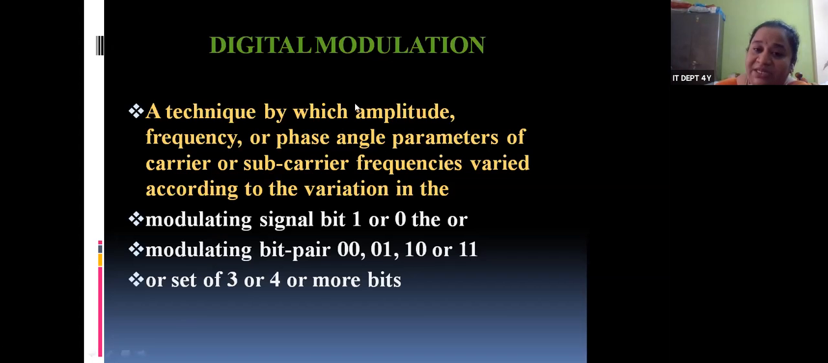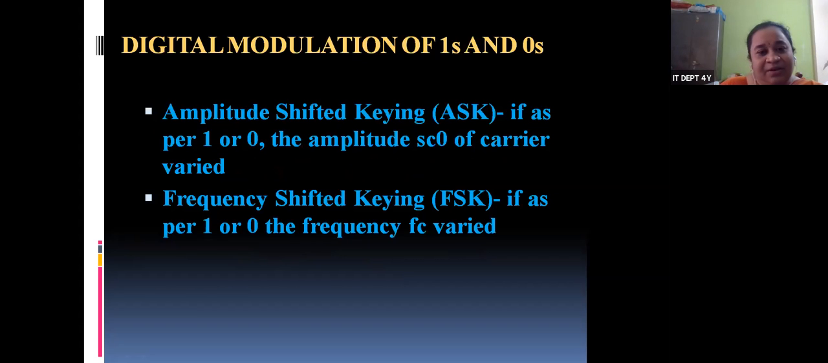So whenever you represent the parameters of the signal using ones and zeros, that is, using binary bits, that modulation is called digital modulation. Here also, according to the parameter chosen and represented with ones and zeros, we have digital modulation in three categories. The first is amplitude shift keying: if the amplitude of the carrier is varied in terms of ones and zeros, it is called amplitude shift keying. Otherwise, if you represent the frequency with ones and zeros, it is called frequency shift keying.